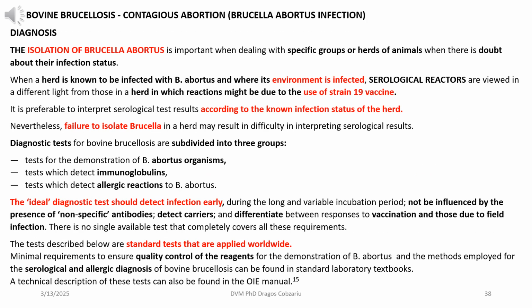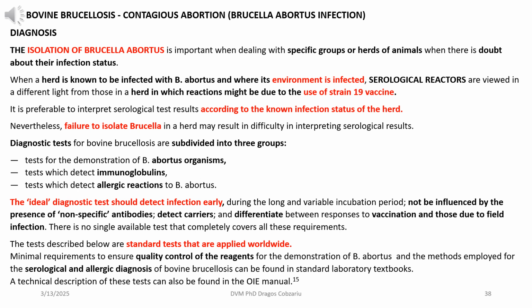The isolation of Brucella abortus is important when dealing with specific groups or herds of animals when there is doubt about their infection status. When a herd is known to be infected with B. abortus and where its environment is infected, serological reactors are viewed in a different light from those in a herd in which reactions might be due to the use of strain 19 vaccine. It is preferable to interpret serological test results according to the known infection status of the herd. Nevertheless, failure to isolate Brucella in a herd may result in difficulty in interpreting serological results.